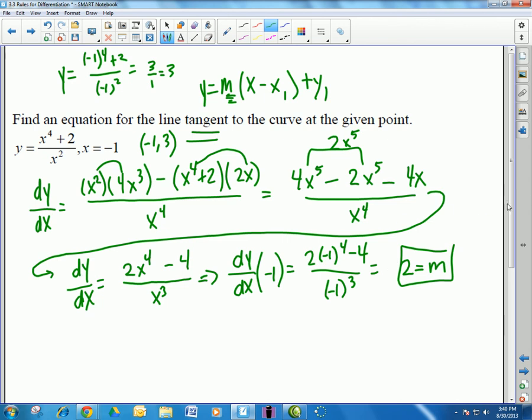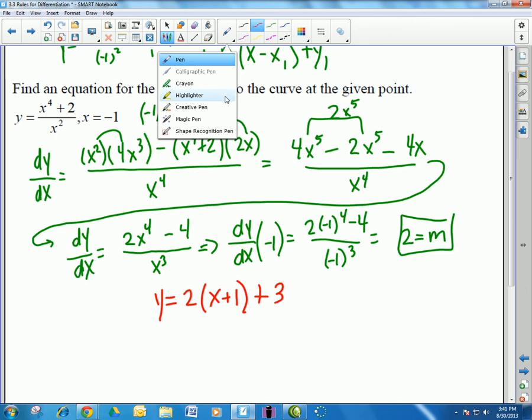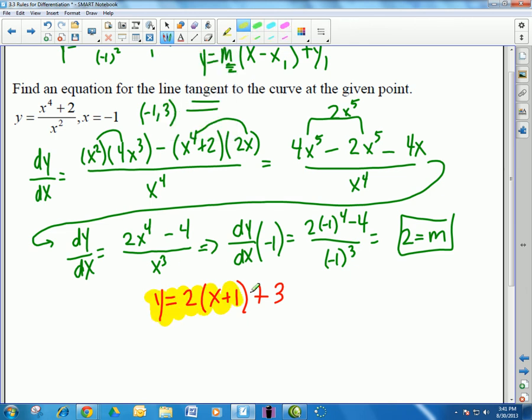Now you have your slope and your point, so put it in point slope form, and that's your equation. So it'd be y is equal to 2 times x minus x, and that's -1, so x plus 1, plus your y, that'd be then +3, and that would be your answer for the tangent line right there.